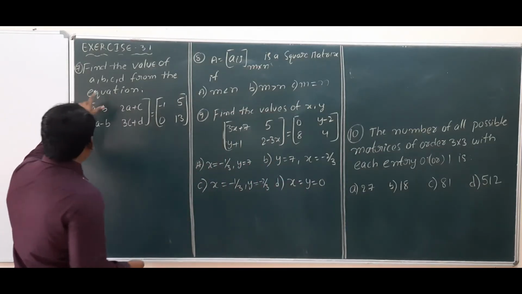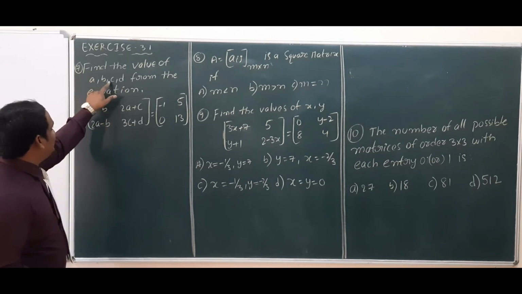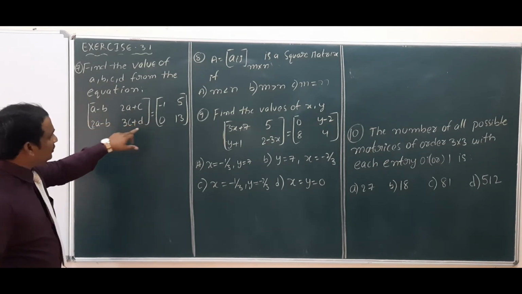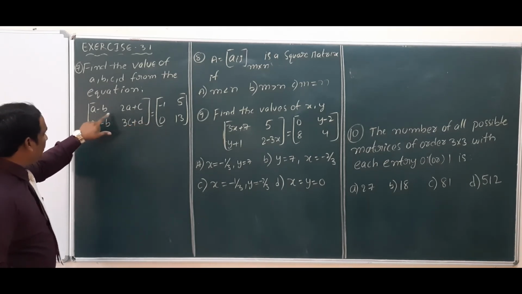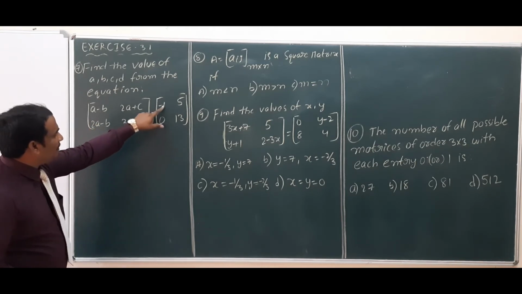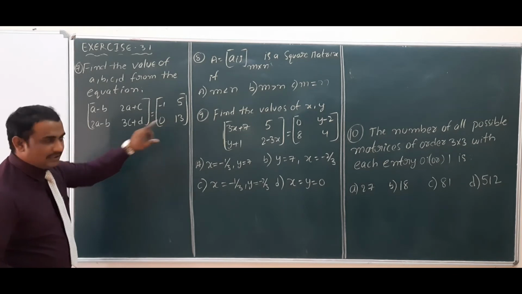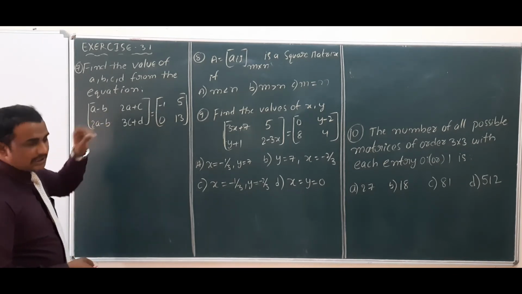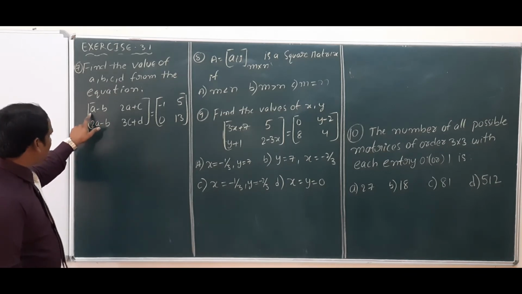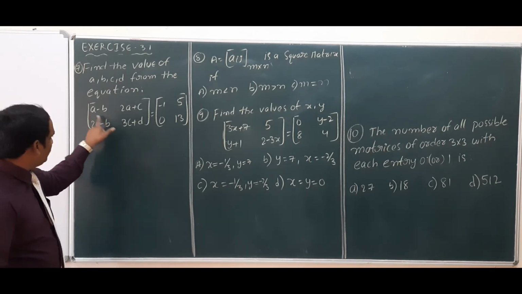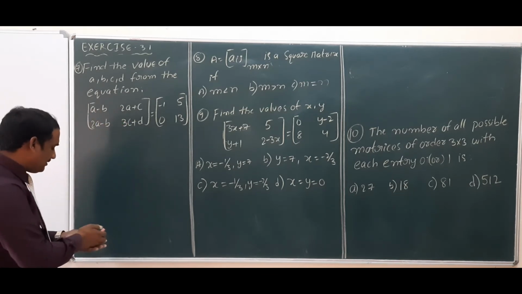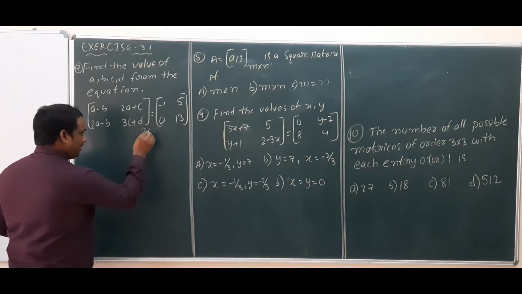Question number 7. Find the values of a, b, c, d from the equation: the 2 by 2 matrix given, a minus b, 2a plus c, 2a minus b, 3c plus d, equal to minus 1, 5, 0, 13. First you have to check the equality of matrices. First check whether both matrices' order is the same or not. What is the matrix order here? 1, 2, 3, 4 elements. One row and second row, one column, second column. Here a 2 by 2 matrix is given.